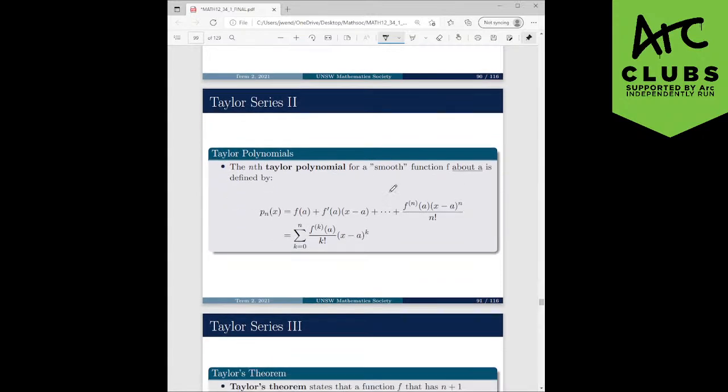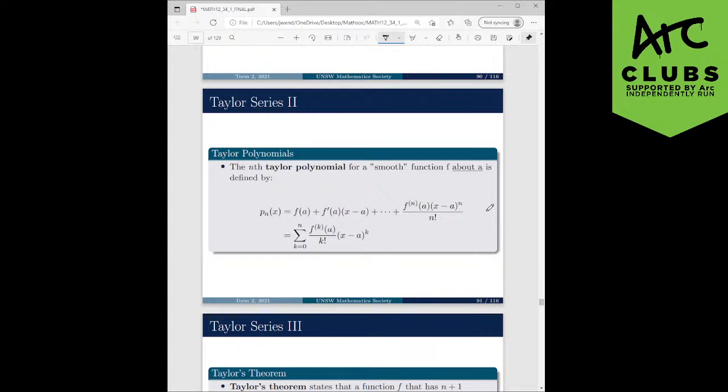If you have a smooth function f about a, you can define it with this nth Taylor polynomial about the a. It doesn't go off into infinity. This is the nth Taylor polynomial. It's the exact same formula as before. It just stops at the end since it's the nth Taylor polynomial. And it's an approximation for the function f about the specific point a.